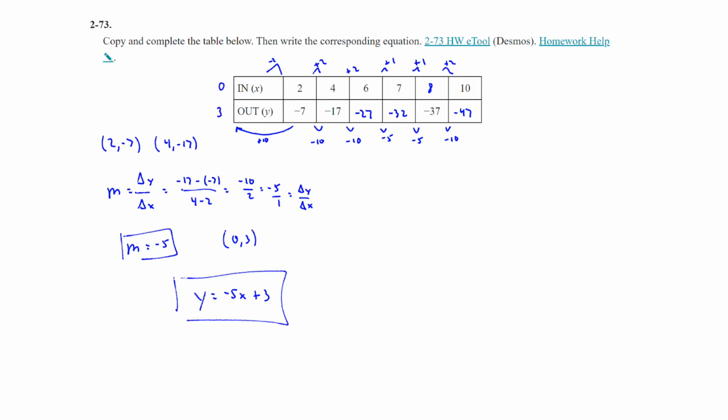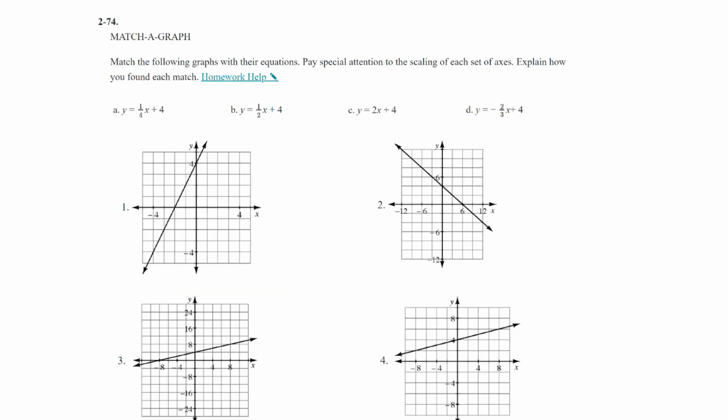So that's one way to do it. Once again, we know that in math, there's multiple ways to find information and to solve problems. So if you didn't do it that way, that's fine. Just make sure your equation matches up: y equals negative 5x plus 3.